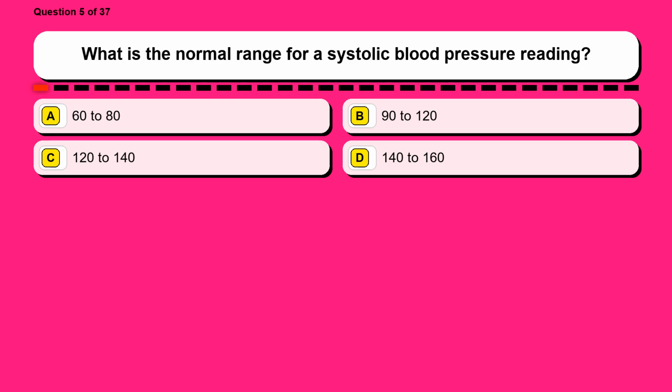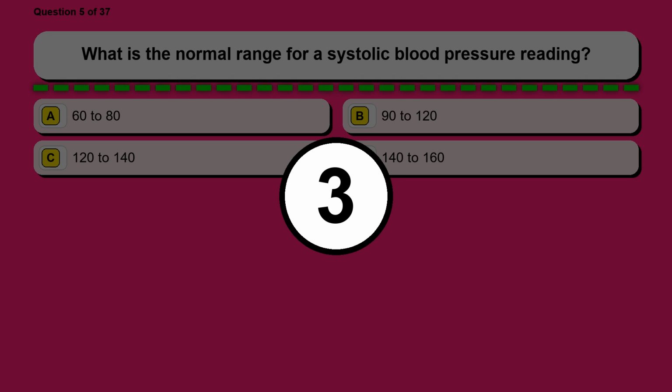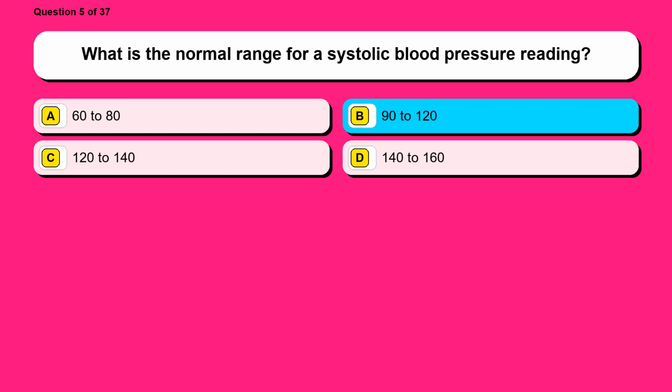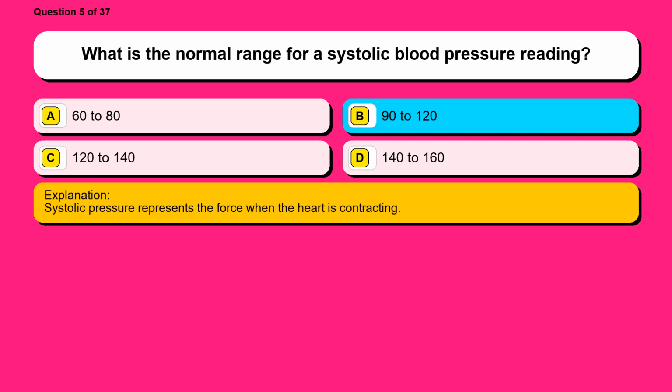Question 5. What is the normal range for a systolic blood pressure reading? Option A, 60 to 80. Option B, 90 to 120. Option C, 120 to 140. Option D, 140 to 160. The correct answer is option B, 90 to 120. Systolic pressure represents the force when the heart is contracting.